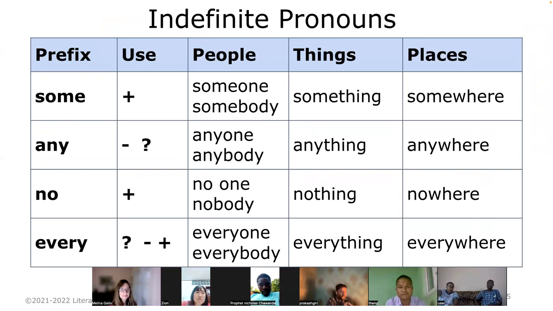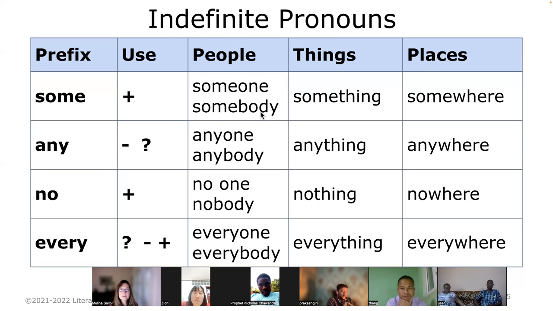And then if we're talking about people, we can either use one or body. Both of those are used to refer to people, and they are synonyms. They mean the same thing. Someone or somebody is the same thing. One is a little bit more common in writing than body is.